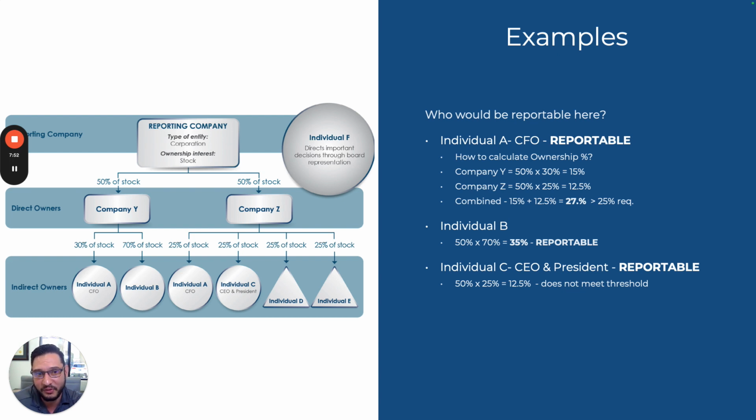But considering that they are CEO and president, they are going to still be reportable at the end of the day. It's a two-pronged test. You only need to meet one of those prongs in order to be reportable.